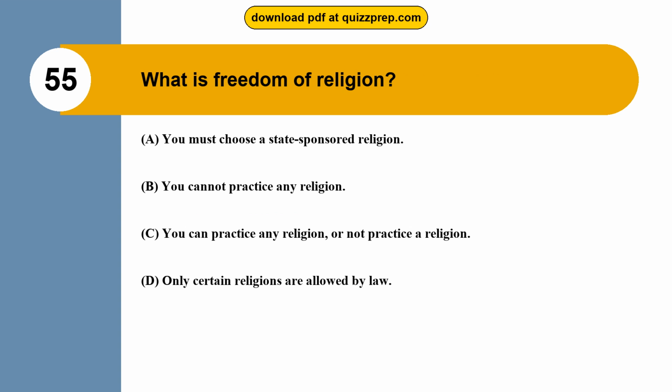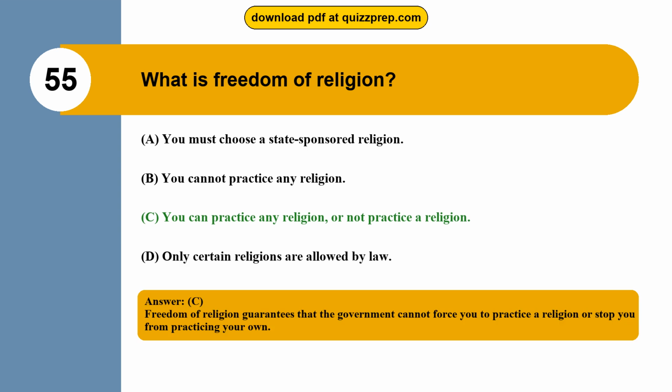Question 55. What is freedom of religion? Option A, you must choose a state-sponsored religion. Option B, you cannot practice any religion. Option C, you can practice any religion, or not practice a religion. Option D, only certain religions are allowed by law. The correct answer is option C. You can practice any religion, or not practice a religion. Freedom of religion guarantees that the government cannot force you to practice a religion or stop you from practicing your own.